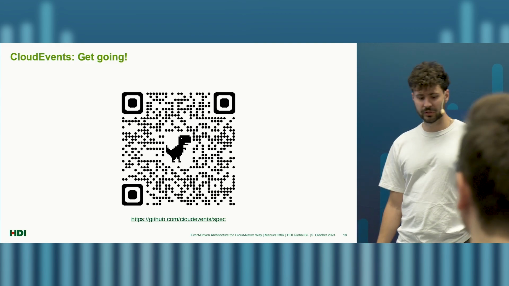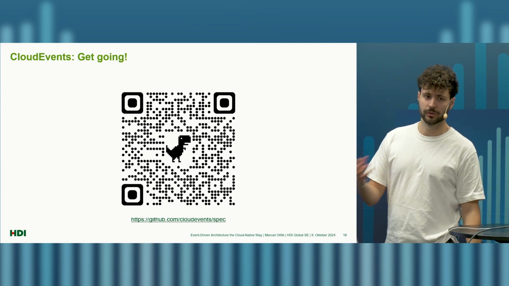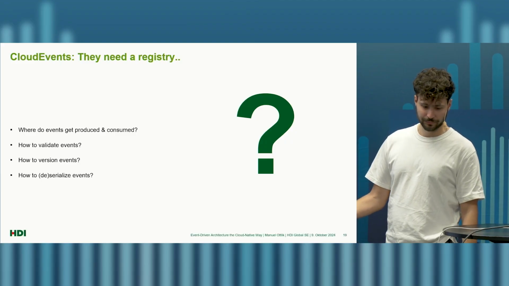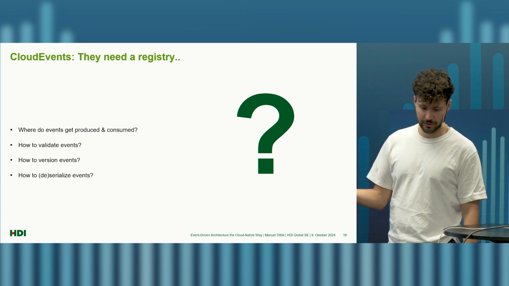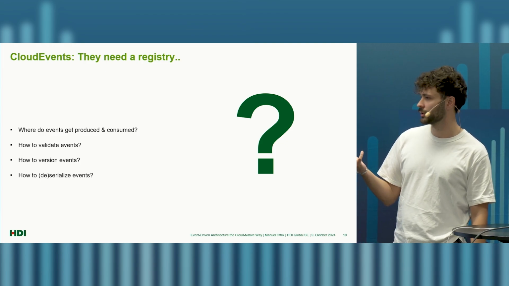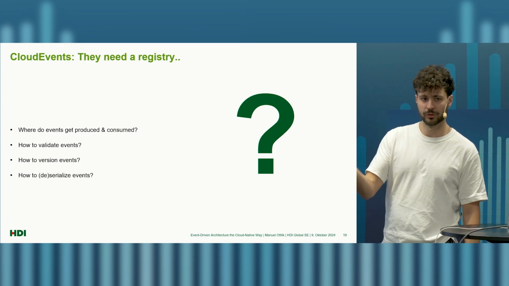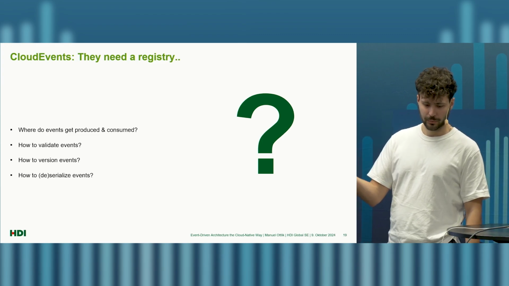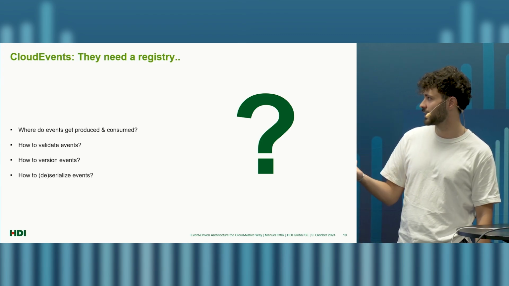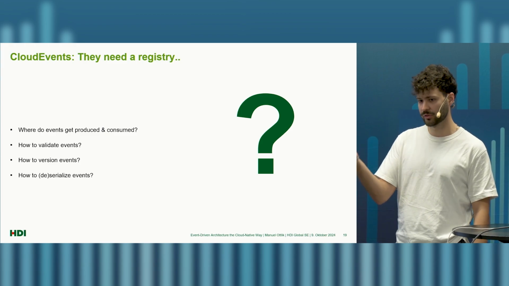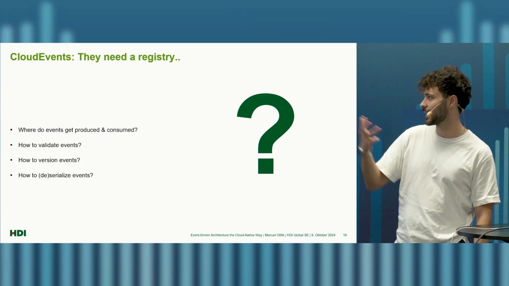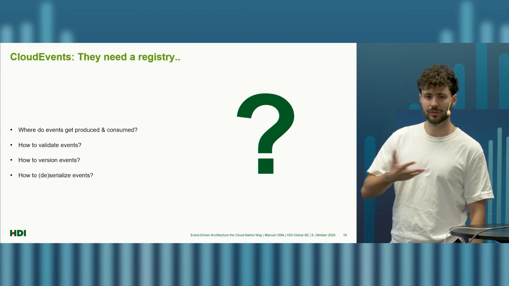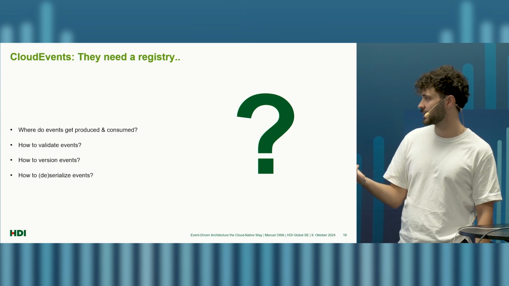CloudEvents is therefore solving quite a lot of problems when it comes to interoperability, but there are still a few questions that are not answered. We might have our extension attributes on there, but we do not know where these events get produced or where you can consume them. And what happens if a schema of an event changes? You just told me you can use JSON patch, but where can I get that JSON patch from? So you somehow have to version your events.